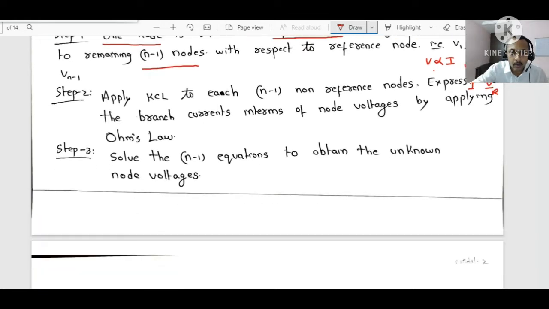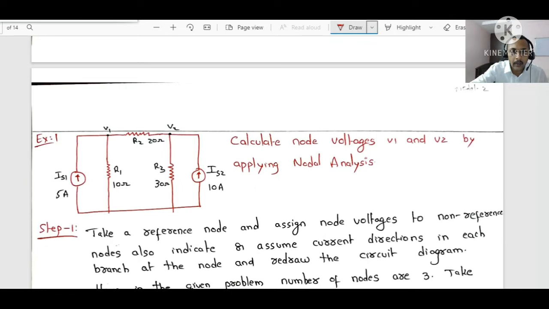The moment you get to the problem, you first indicate the node numbers. For example, if a problem is given like this, in this context, how many nodes are there? This is one node, where it is a joining point of 2 or more elements. If there are more than 2 elements, you can also call it a junction. Here at this point, how many elements are getting joined? IS1, R1 and R2 are joined at this point, so this is a node. Observe this point. At this point, how many elements are joined together? 3.